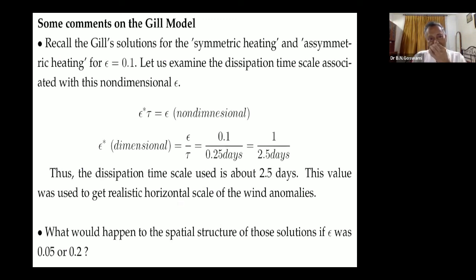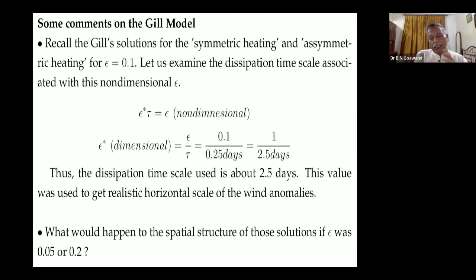We assume a heating epsilon, Newtonian relaxation, friction. In a non-dimensional sense, this actually represents a time scale of about 2.5 days. This value is chosen to get the right kind of approximate wind strength.